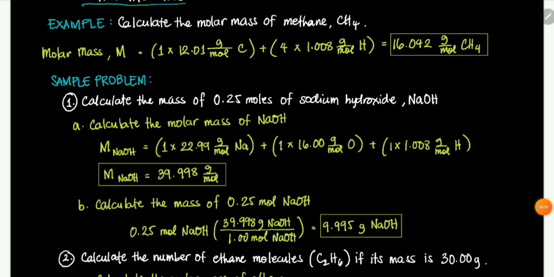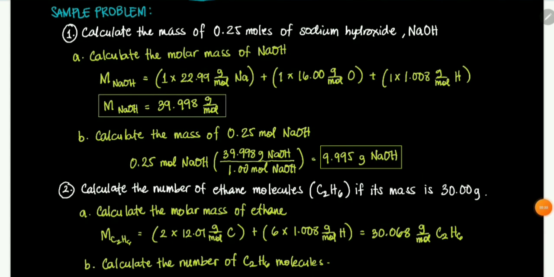Okay? So, as an example, let's calculate the molar mass of methane. So, yung molar mass of methane is equal to the molar mass of carbon and 4 times the molar mass of hydrogen. So, yung 12.01 grams per mole, that's the molar mass of carbon. Yung 1.008, that's the molar mass of hydrogen. So, times 1 lang yung carbon kasi isa lang yung carbon sa CH4 and 4 times yung hydrogen kasi apat yung hydrogen sa ating CH4. So, therefore, the molar mass of the CH4 molecule is 16.042 grams per mole.